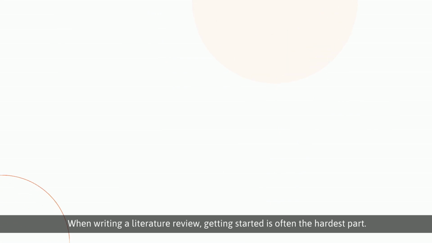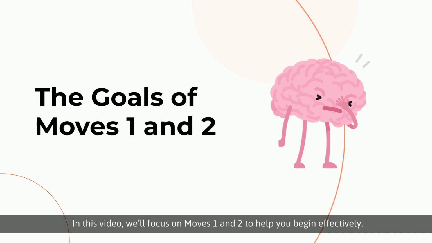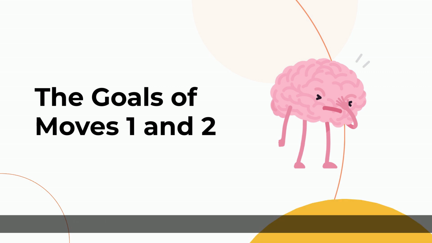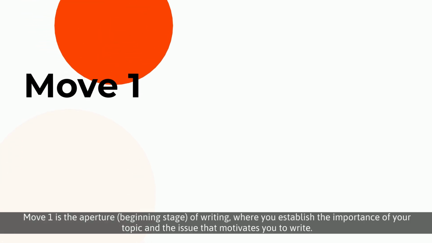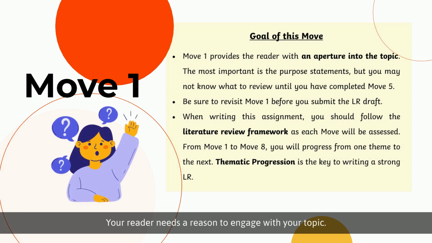When writing a literature review, getting started is often the hardest part. In this video, we'll focus on moves 1 and 2 to help you begin effectively. Move 1 is the aperture of writing, where you establish the importance of your topic and the issue that motivates you to write. Your reader needs a reason to engage with your topic.